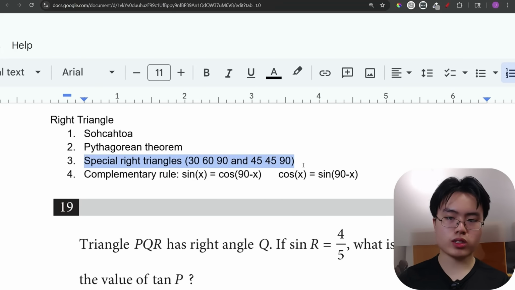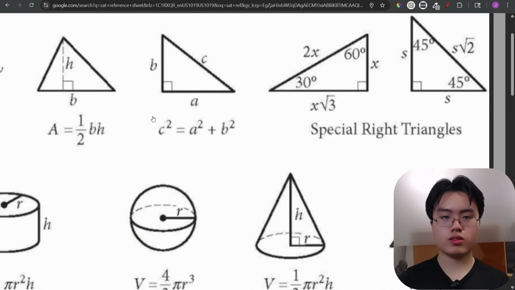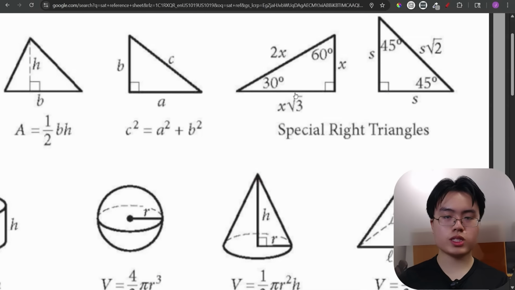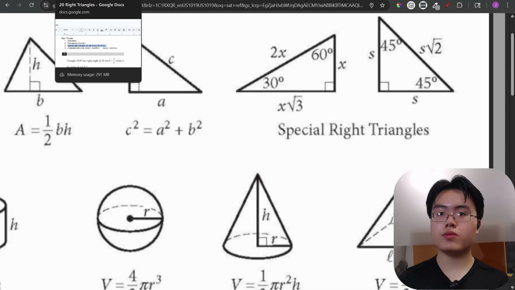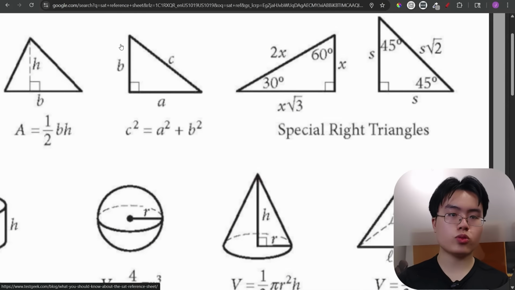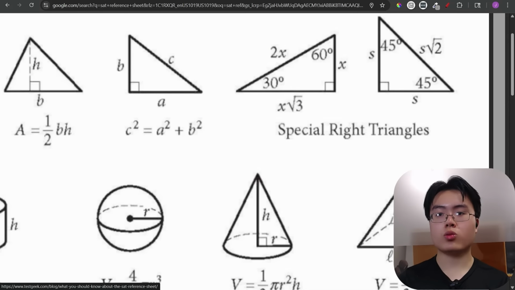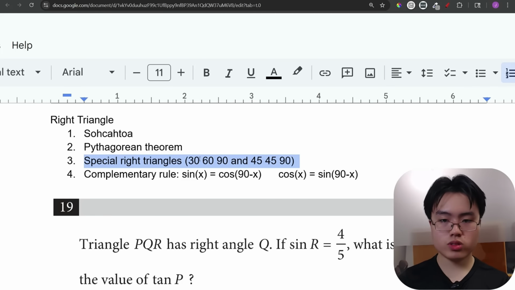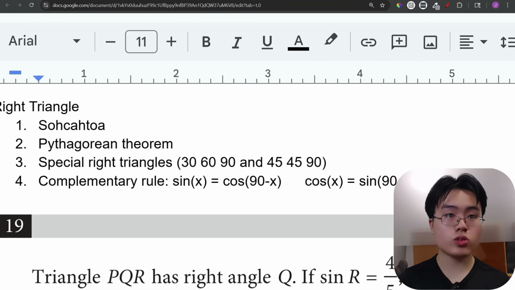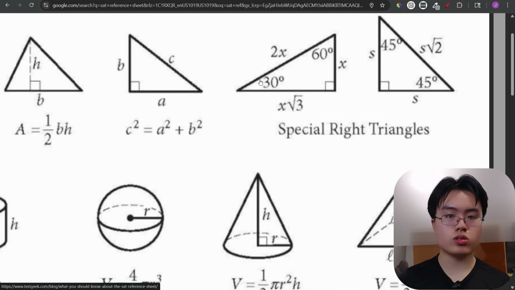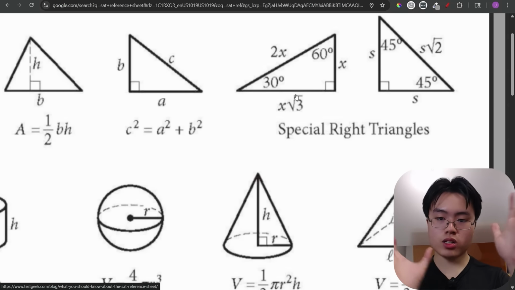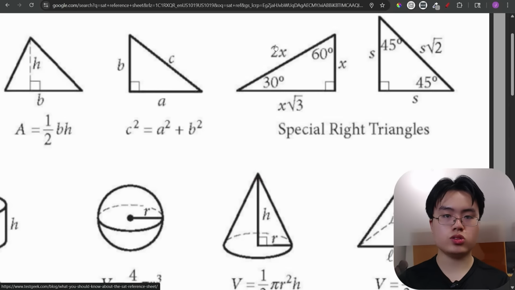Next is special right triangles, and this is also in the reference sheet. It's literally right here. Basically, there are 2 special right triangles: a 30, 60, 90 triangle and a 45, 45, 90 triangle. When I say 30, 60, 90, I'm referring to the angles of the triangle. If you have a triangle with the angles 30, 60, and 90, then the sides of the triangle should follow this relationship.